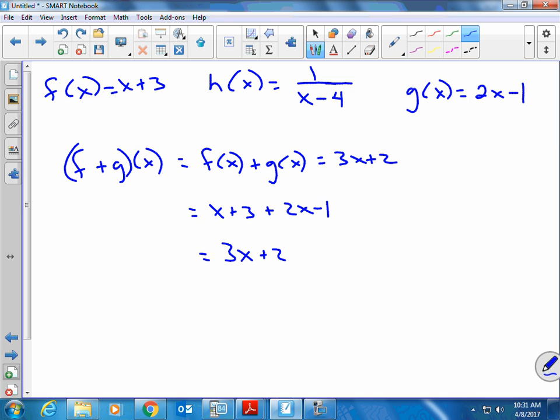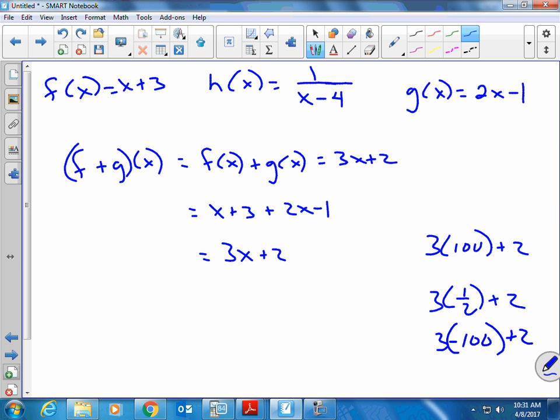Well, if I think about 3x plus 2, is there any problem with plugging in any value for the x in this equation? Can I plug in a positive? Can I put in 3 times 100 plus 2? Sure. Can I put in a fraction? Sure. Can I put in a negative? Sure. Negative fraction, you get the idea. Answer for the domain is all real numbers.